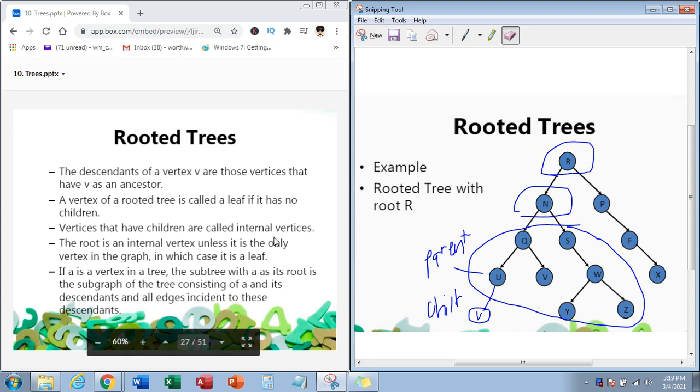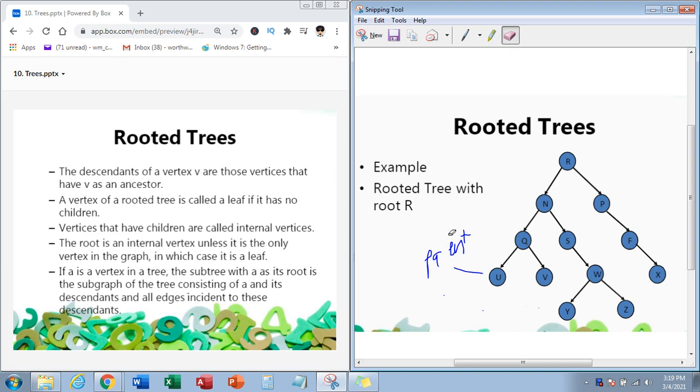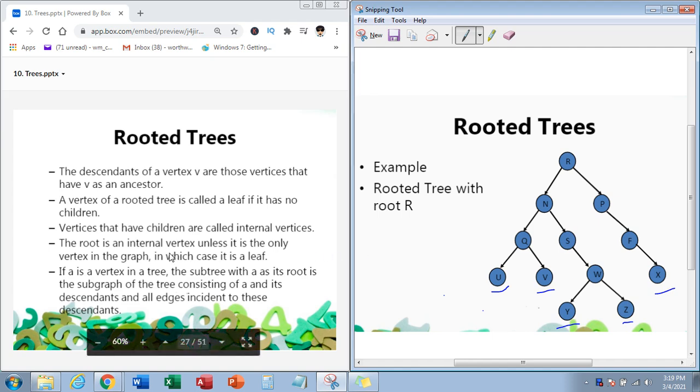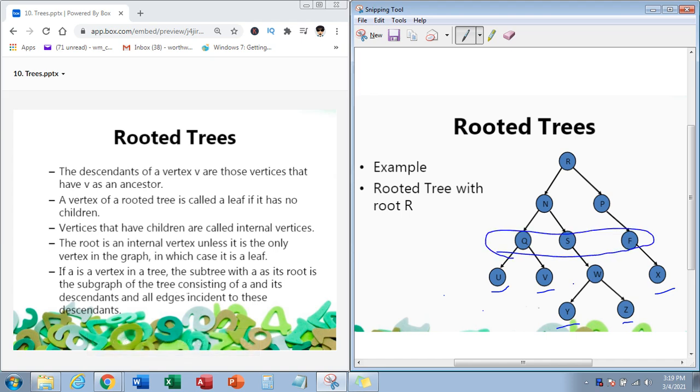If a vertex of a rooted tree has no children, it is called a leaf. So when we say leaf, there are no children. So this is a leaf, leaf, leaf, leaf, leaf. They have no children. Vertices that have children are called internal vertices. So these are the internal vertices, because they have children.